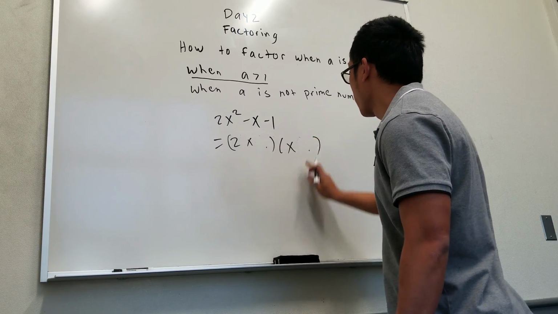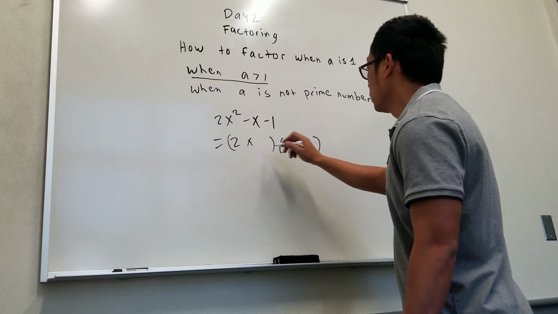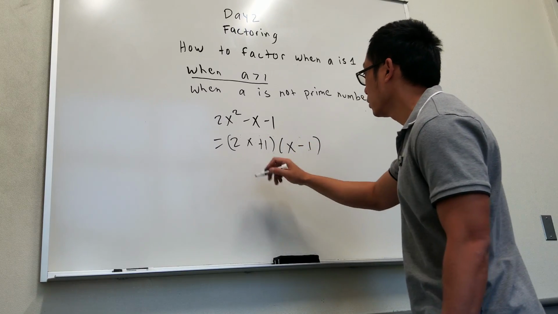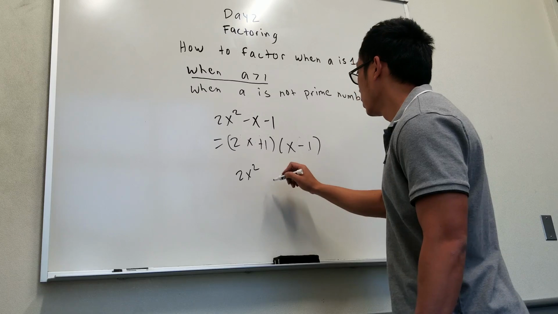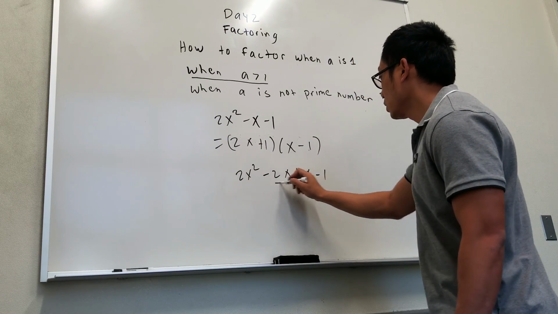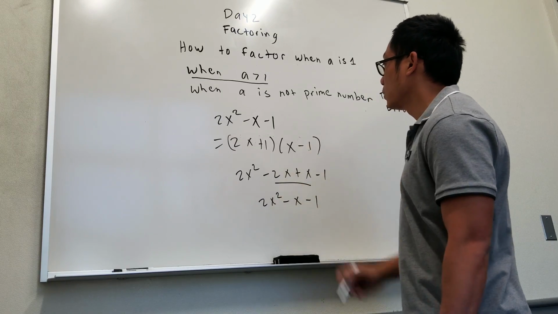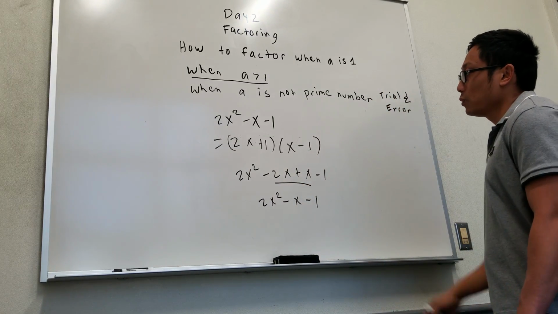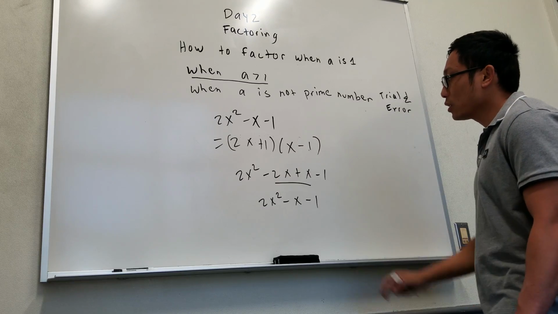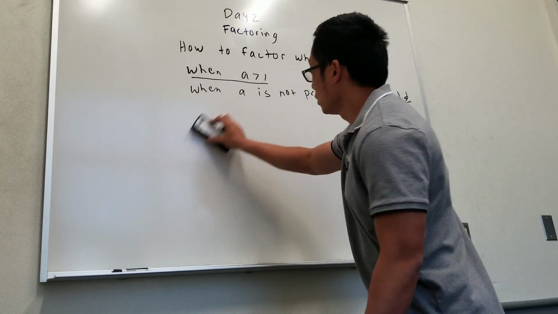So let's do a negative here and positive here. Does this work? Let's FOIL. We have 2x squared minus 2x plus x minus 1. Yes, what do you notice? If I combine this, I get the middle term. So it does work. This one works. Okay, there you go. Let's do another one.